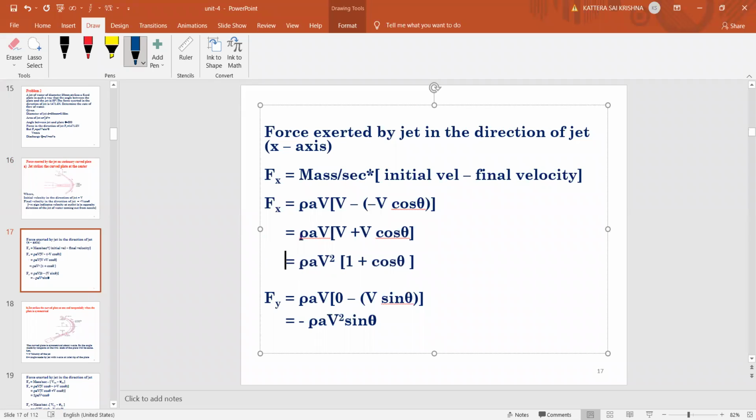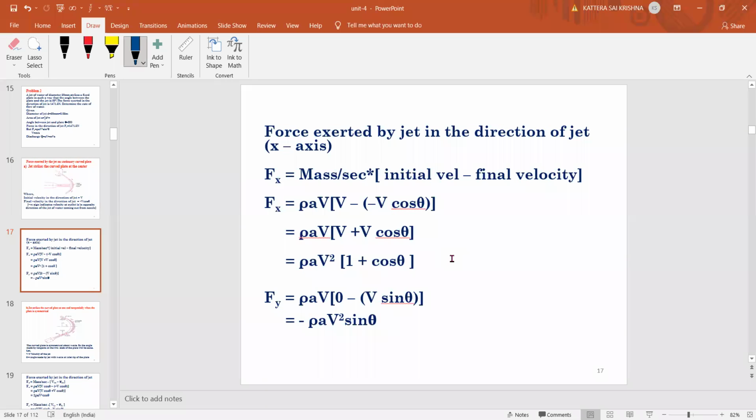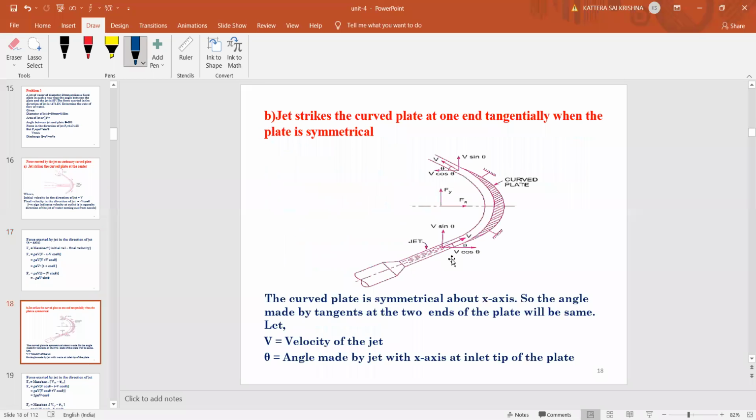That is nothing but here what we have seen, that the jet hitting at the center of the plate. Next we have jet hitting at the one tip of the blade. Yes, can I go for the next slide, please? What we are seeing next is very important because in turbines, we are going to see the same thing again. Okay, so remember, it is next one, the curved stationary plates.